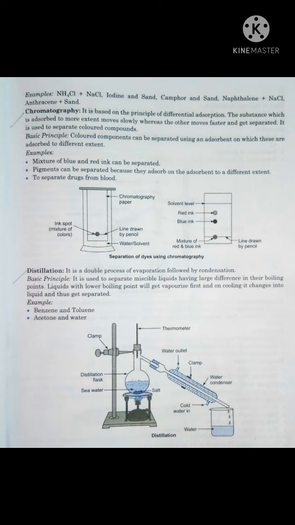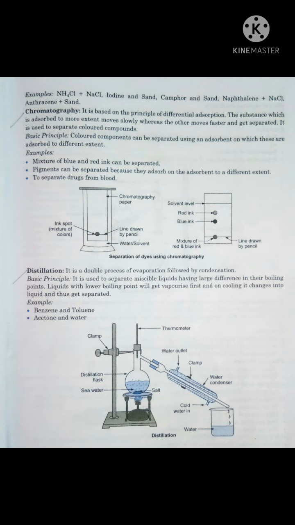Next is the distillation process, that is, a double process of evaporation followed by condensation. It is used to separate miscible liquids having a large difference in their boiling points. The liquid with the lower boiling point will get vaporized first, and on cooling it changes into liquid, thus gets separated. Example: benzene and toluene, acetone and water. You can see the picture again. That is the distillation flask, and this is how the liquid is collected in the beaker on the right hand side.